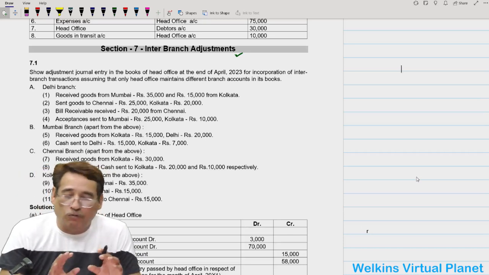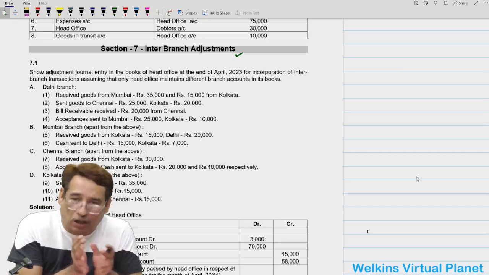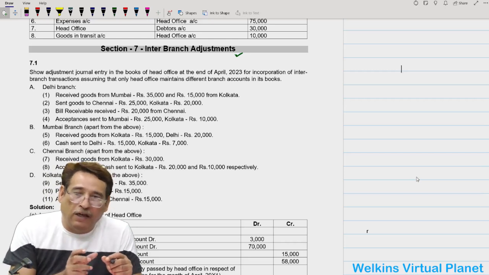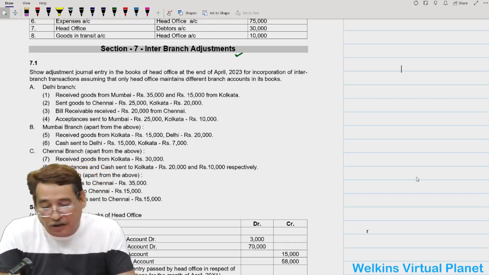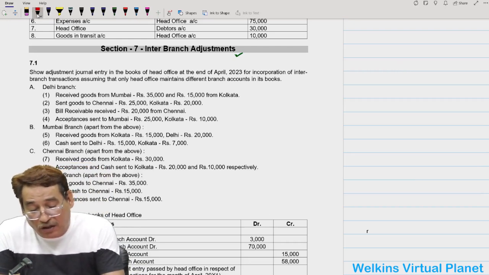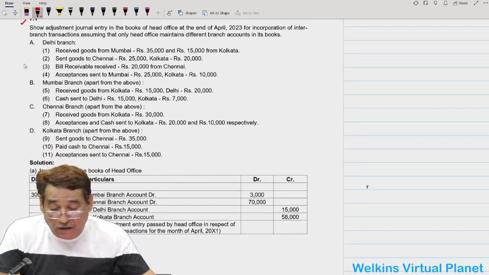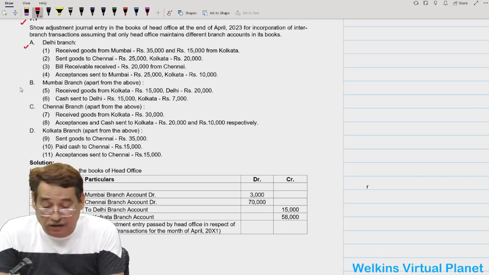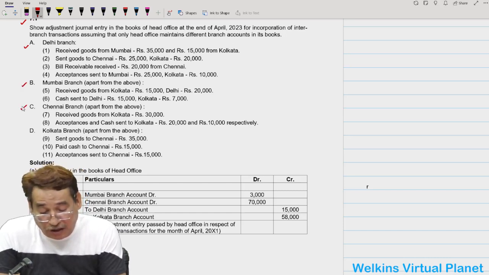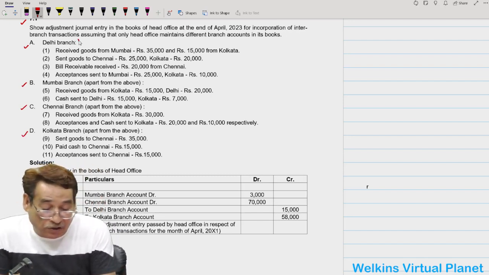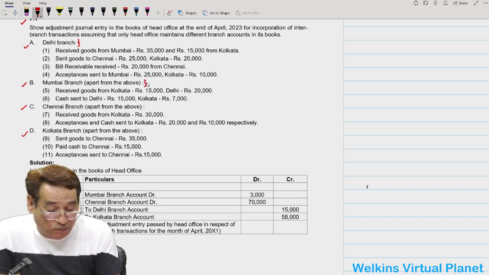Inter-branch adjustments means whatever transactions have taken place between or among the branches, instead of settling them separately, we shall settle them on a particular day. Generally, it happens to be the reporting date. Is it clear to you or not? So in this question, 7.1, there are four branches, correct? One is Delhi branch, another one is Mumbai branch, then we have Chennai branch, and finally a Kolkata branch. You have been given transactions of each of these branches.